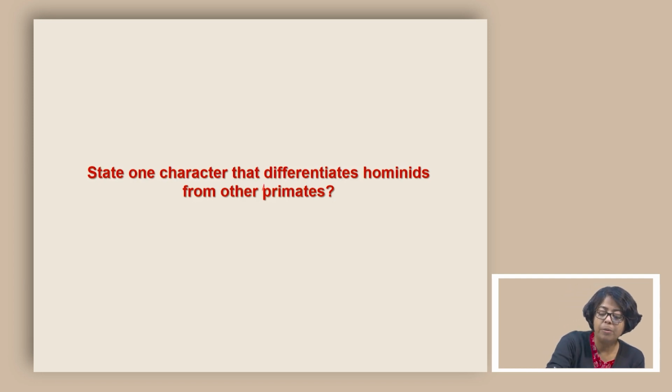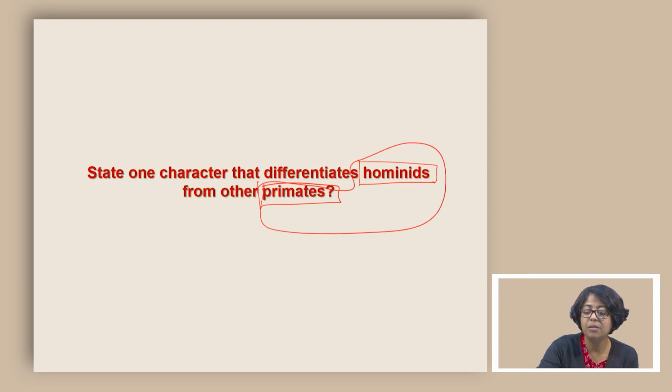So, we define primates as the group which has opposable thumbs, and therefore, they can use the thumb and the other fingers in two different directions to grab things, to grab branches, to pick up stuff. Hominids are part of these primates, but they have certain more characters which other primates do not have, and that is the ability to walk upright and stand on two legs. So, standing on two legs makes the hominid different from other groups of primates.